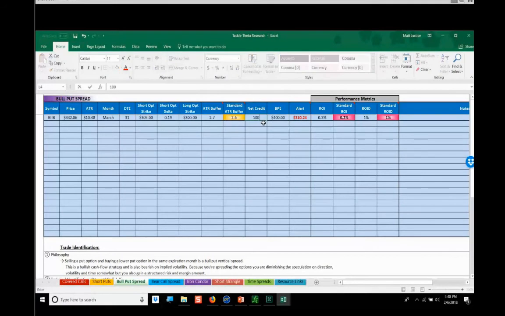And as I filled out the numbers, a couple things happened, guys. Number one, you saw the ATR buffer, and it came in at 2.6. What that means, ladies and gentlemen, is a standard deviation in a market going down. It will take 2.6 days down for your strike to get hit. Does that make sense, guys?